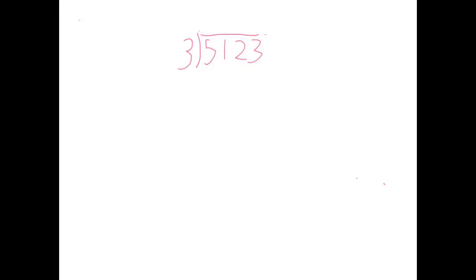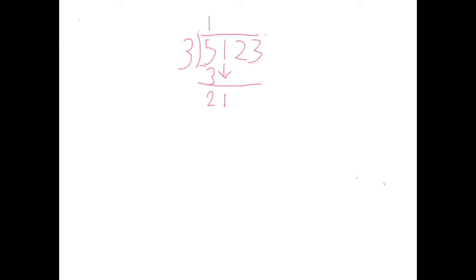You should have solved 5,123 divided by 3 by first seeing how many times 3 can go into 5, which is 1. 3 times 1 is 3. So then you need to subtract 5 minus 3, which is 2. Drop down the 1.